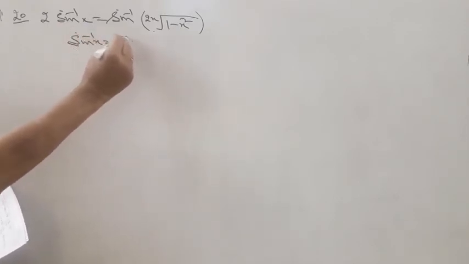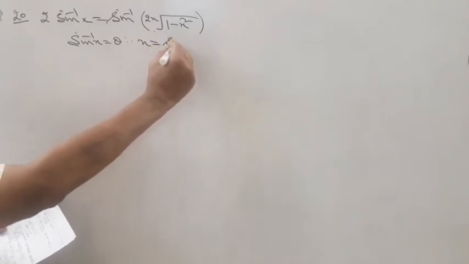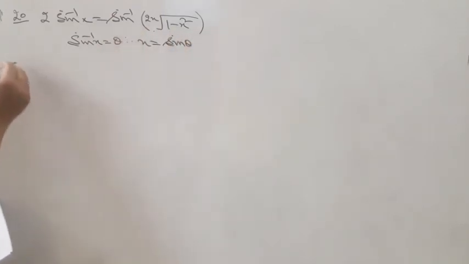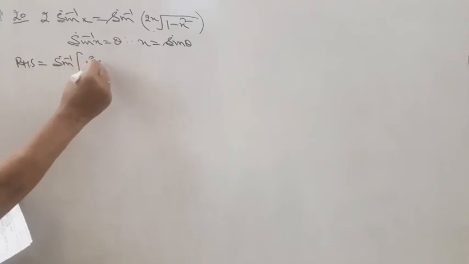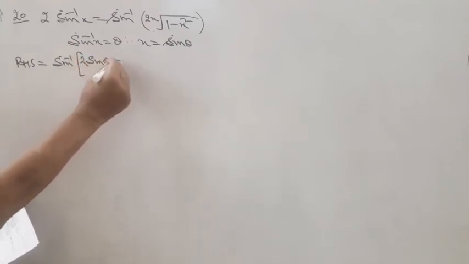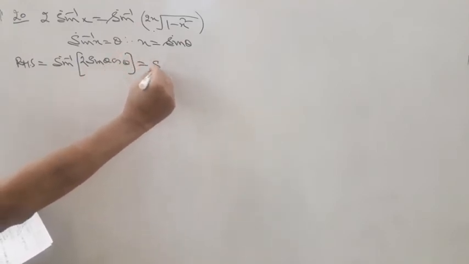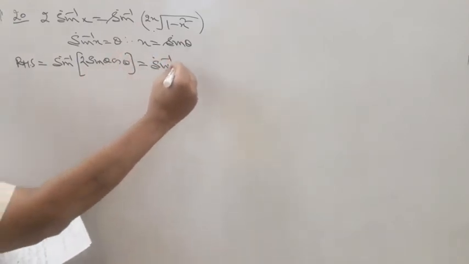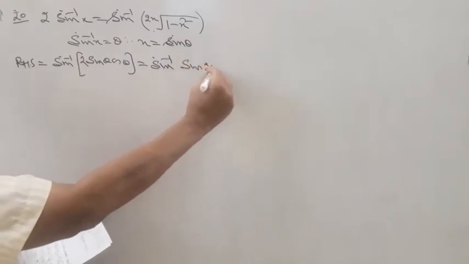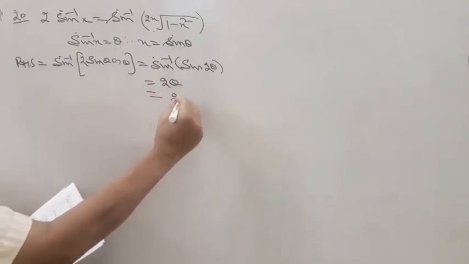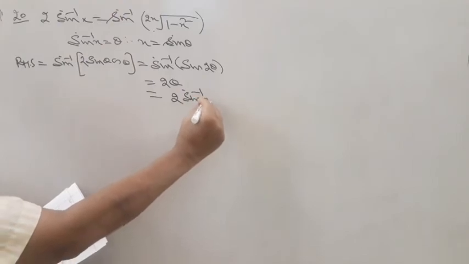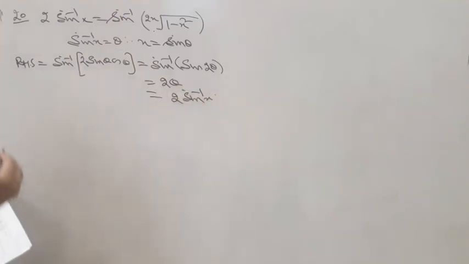to theta. Therefore, x is equal to sine theta. If you take up the right hand side, that becomes sine inverse of 2 sine theta cos theta. This is just equal to sine inverse of sine 2 theta, and this is simply equal to 2 theta, which means 2 sine inverse of x. Now similarly, this result number 21 we can list here.